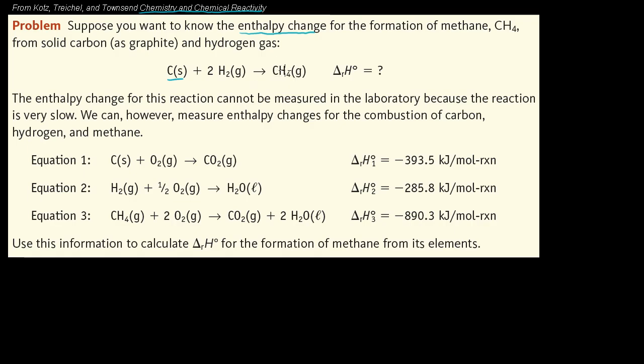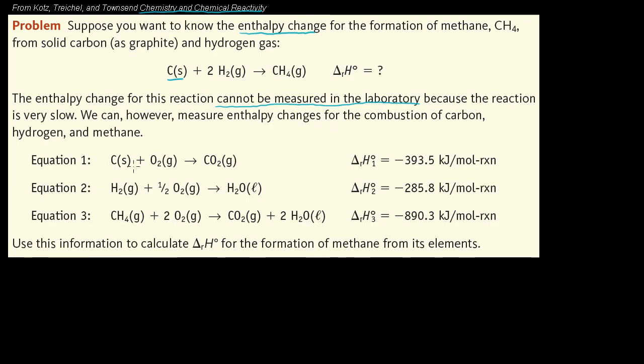How do we get methane? How much energy is absorbed or released when methane is formed from the reaction of solid carbon as graphite and hydrogen gas? They tell us the enthalpy change for this reaction cannot be measured in the laboratory because the reaction is very slow. So normally, if you could measure it, you would have this reaction happening, and you would see how much heat or what's the temperature change of the surrounding solution. Maybe this is happening so slowly that it's very hard to measure that temperature change, or you can't do it in any meaningful way. We can, however, measure enthalpy changes for the combustion of carbon, hydrogen, and methane.